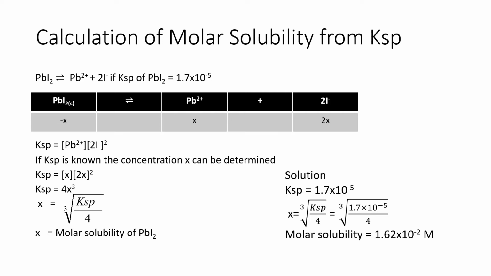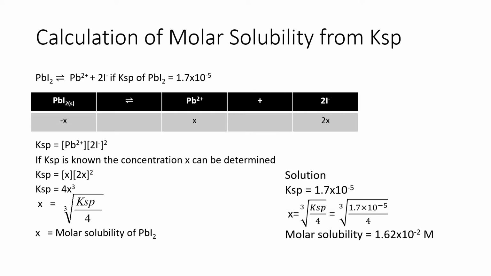Next, we will see how we can solve a problem where we want to calculate the molar solubility from Ksp. The Ksp value is given to you and you have to calculate molar solubility. So the compound that I'm taking is lead iodide. Again, when dissolved in water, it reversibly gives you Pb2+ plus 2I-. Ksp value is found to be 1.7 times 10 to the power of negative 5. Like we did earlier, the Ksp expression is equal to [Pb2+] times [I-] the whole squared.